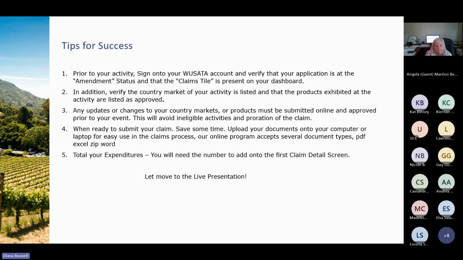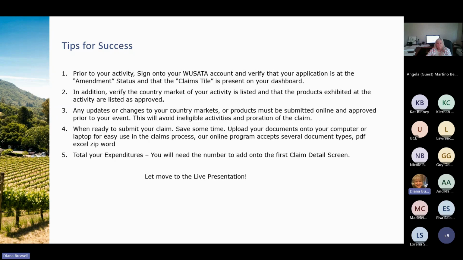Number two, when you sign on to your dashboard, verify that the country market for the claim that you want to submit is indeed listed and that the products exhibited at the activity are listed as approved as well. I suggest doing this step at least a month, or 3 weeks, out from your activity. One reason is you can start compiling your documentation at that time as well. And in case you didn't add a country market, you can go out there, add that country market, and get your budget in place so that everything is covered.